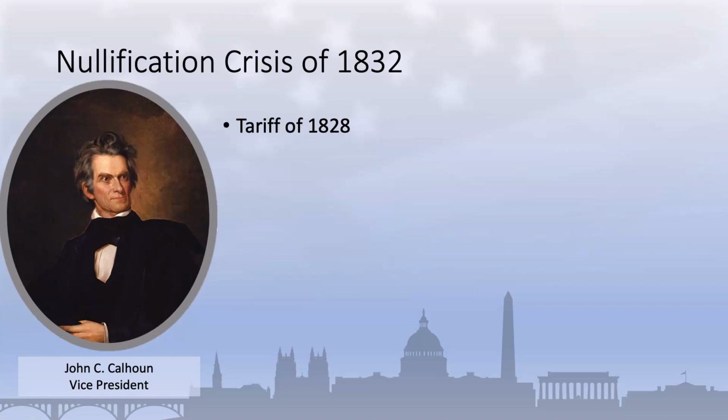In response to the tariffs, and at Calhoun's urging, South Carolina passed the Nullification Ordinance, which declared the tariffs of 1828 and subsequent tariffs null and void within the state's borders. The act of nullification was a direct challenge to the authority of the federal government and raised questions about the balance of power between the states and the federal government.